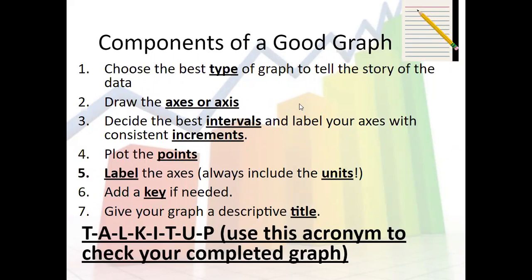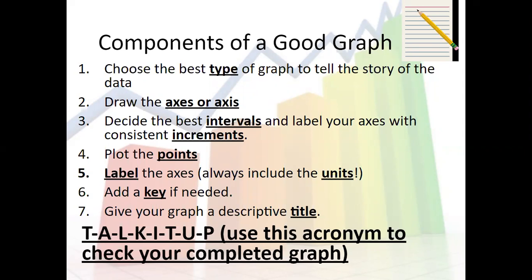Okay, first of all, you need to pick the correct type of graph. So if we are grouping things together that are in our house, we're going to use a bar graph. If we're measuring something over time, we're going to use a line graph. So first of all, we need to use the correct graph to tell the story of whatever data we have collected. Then you need to draw your axes, both your X, which is your horizontal axis, and your Y axis, which is your vertical axis.